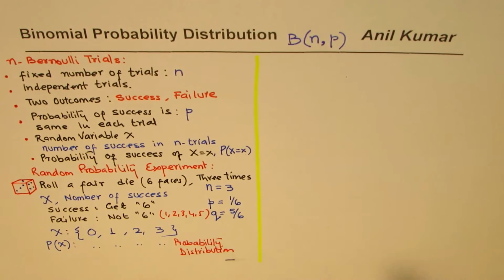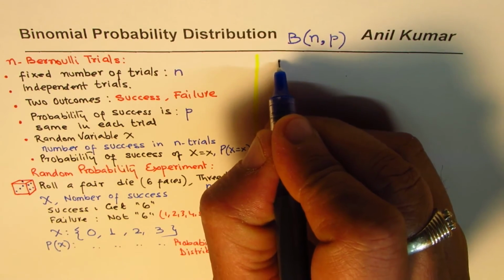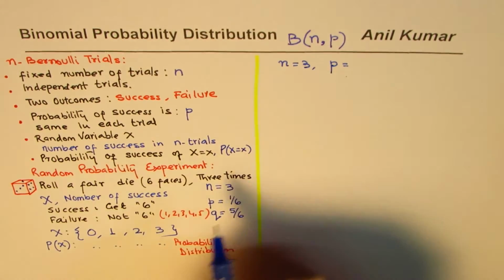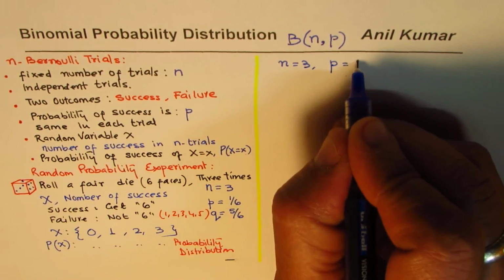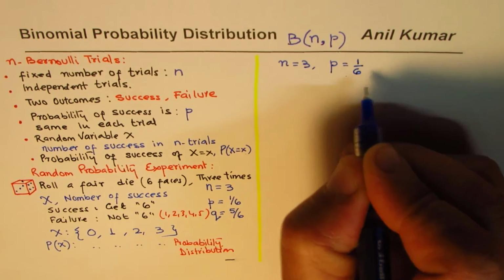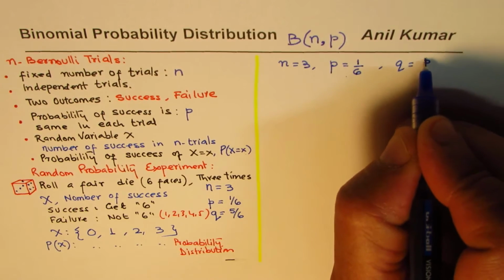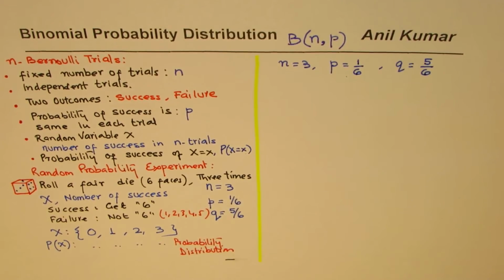Let's start this question all over again. Now our parameters are, there are 3 trials, so n equals 3. In each trial, the probability of getting 6 as a success is p equals 1 over 6, and q, which is 1 minus p, is 5 out of 6. So that is given to us.